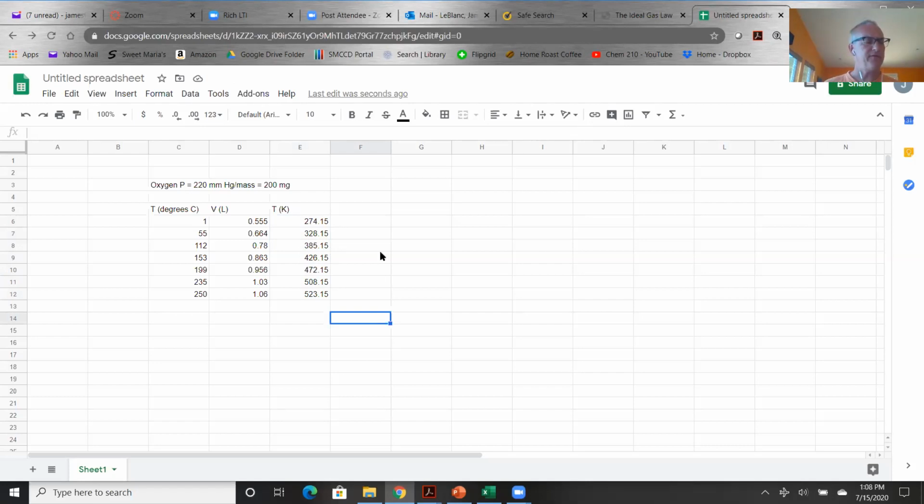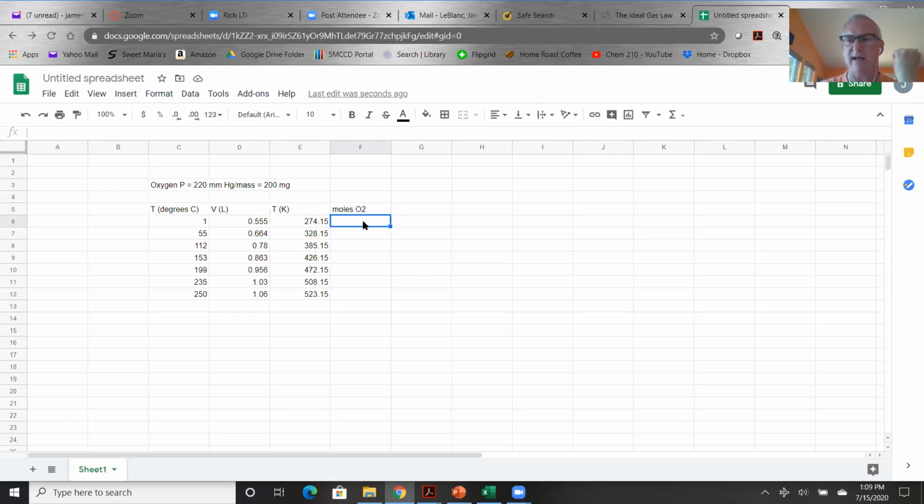What else? What other two things do I need to include in my graph or in my data table anyway? Moles. Yeah, that's right. I need moles. So moles of O2. That's just going to be the same all the way down, right?